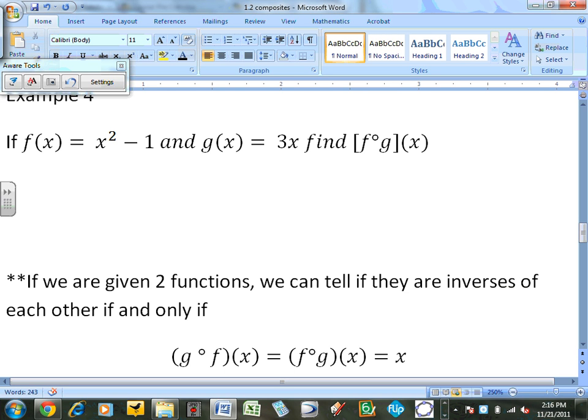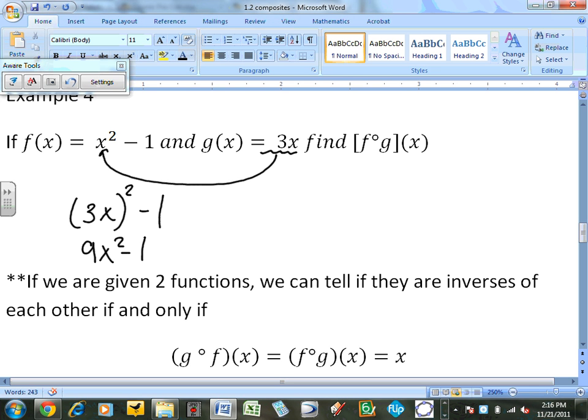If f of x equals x squared minus 1 and g of x equals 3x, find f of g of x. Again, we're going to take g of x and plug it in anywhere we see an x in f of x's function. So we're going to plug it in here, and we get 3x squared minus 1. Now we square 3x, we get 9x squared minus 1, and that's it.